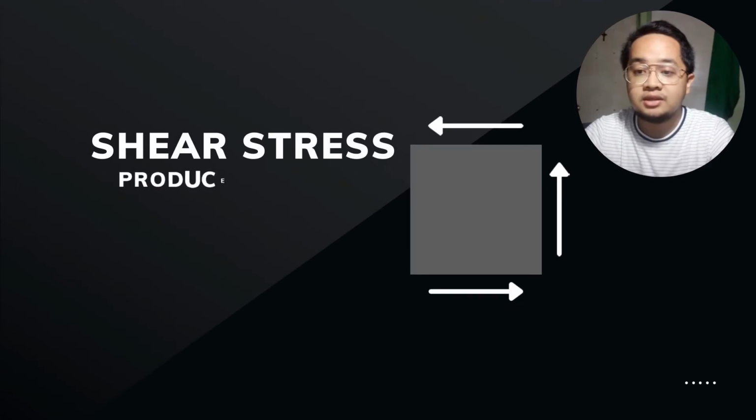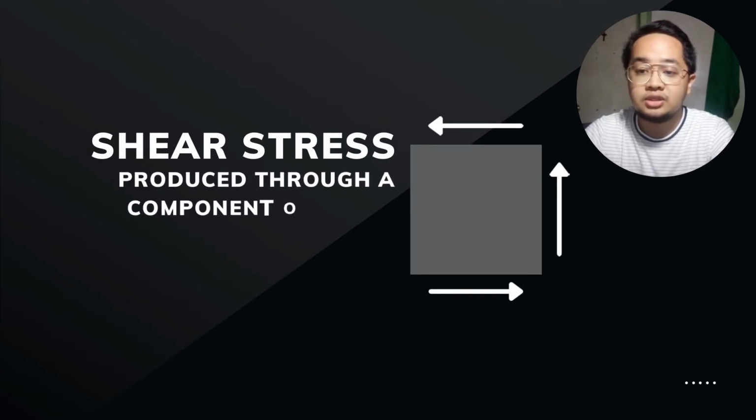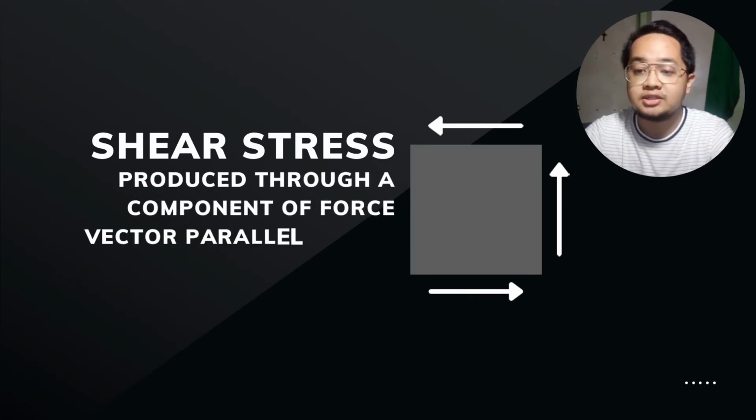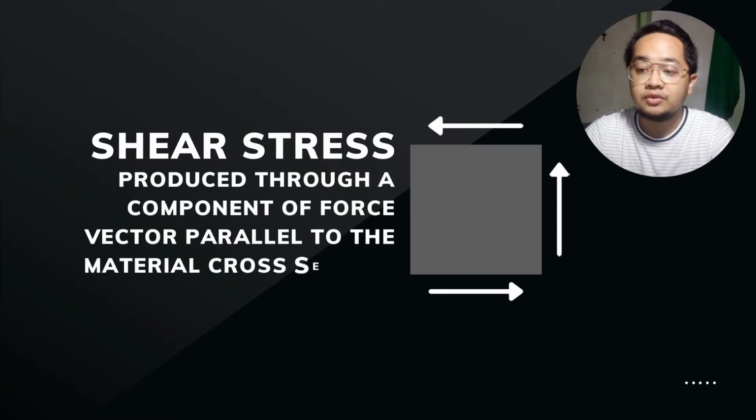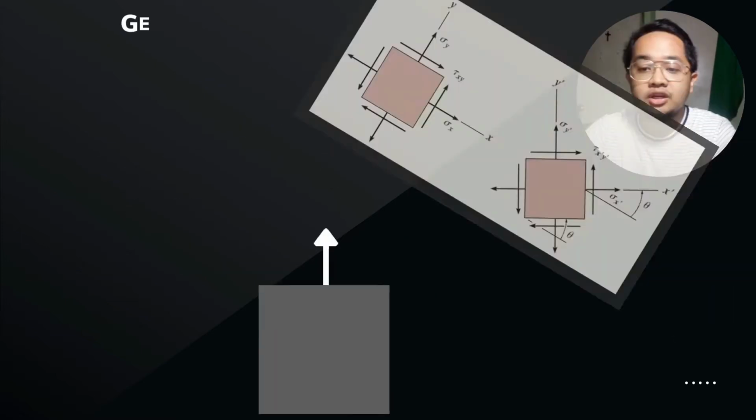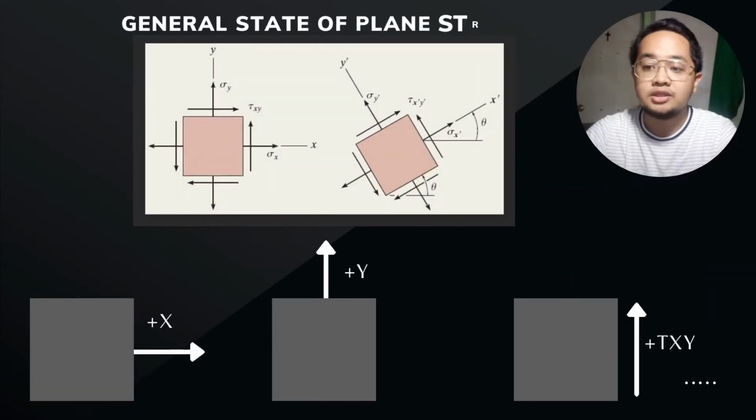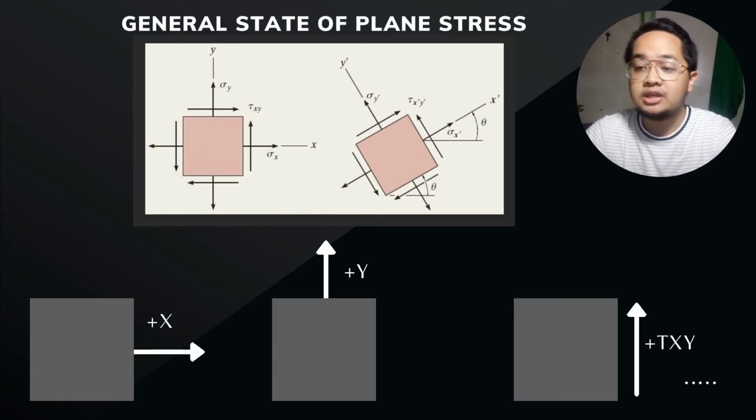When the force acts parallel to the surface area of the object, the stress induced in the object is called shear stress. As you can observe in the above drawing, the force F is acting parallel to the surface area, developing shear stress in the object. The general state of plane stress at a point is represented by a combination of two normal stress components, the normal stress X and normal stress Y, and one shear stress component Txy, which act on four faces of the element.